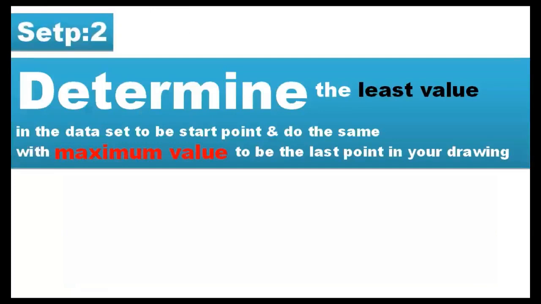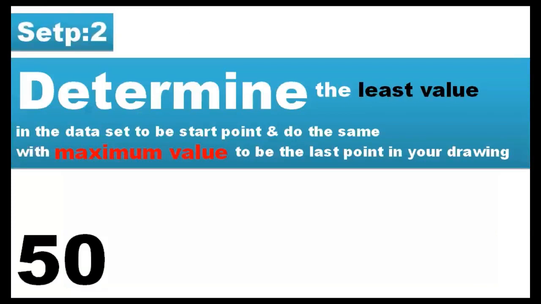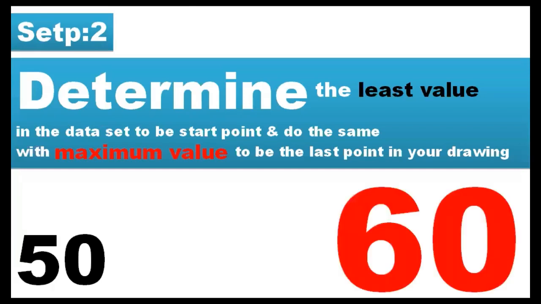In step number 2, you are going to determine the least value. What is it? It's 50, yes. The least value in the data set is to be the start point, and do the same with the maximum value. What is the maximum value in your data set? Yes, I heard you say 60, to be the last point in your drawing. This is step number 2. Concentrate with me. These are the steps on how to draw a line plot. Okay? So let's see step number 3.